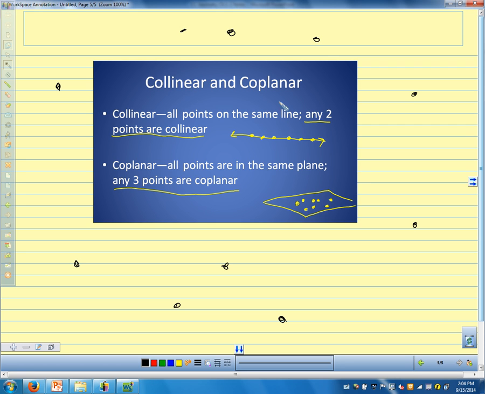How about the points on this blue line on the screen and this point over here. So here's one line along this blue line here. All of these points are collinear with each other, but they're not collinear with this point, because this point isn't on the same line as the others.